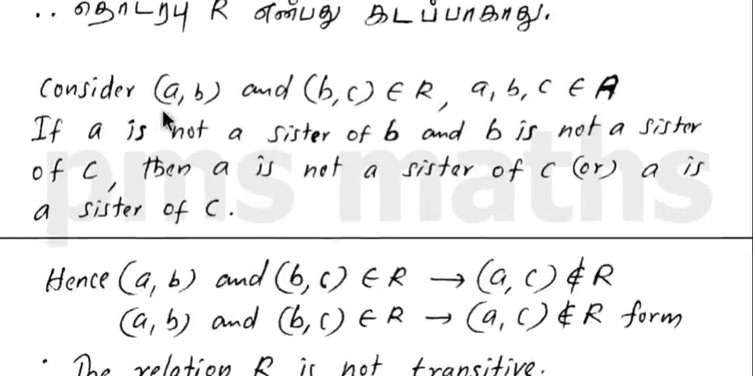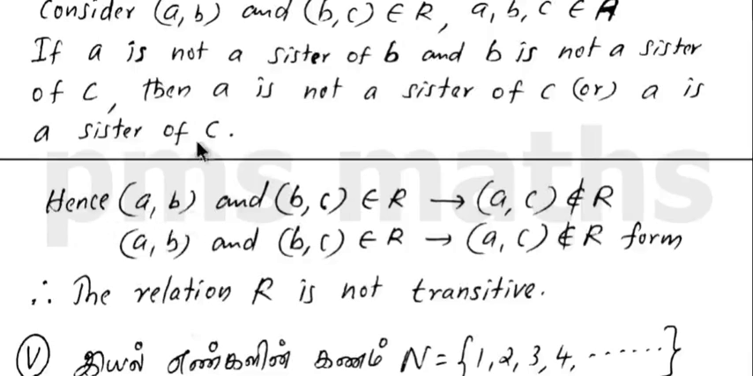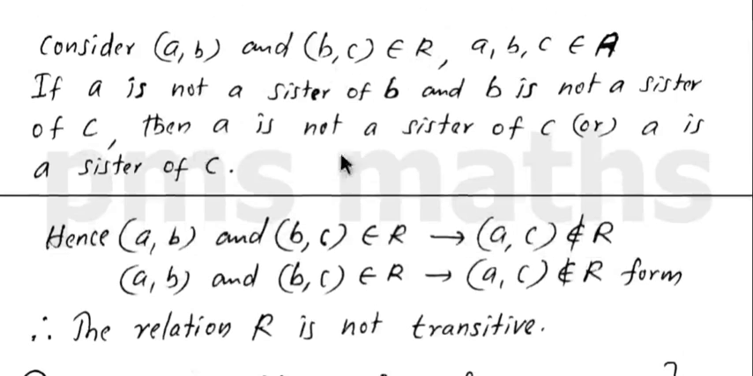Then consider (A, B) and (B, C) belongs to R, where A, B, C belong to the set A. A is the set of all female members in a family. That means A, B, C are females. If A is not a sister of B, since (A, B) belongs to R, and B is not a sister of C, since (B, C) belongs to R, from this statement we can write then A is not a sister of C, or A is a sister of C. Both cases are there here also. Hence, (A, B) and (B, C) belongs to R gives (A, C) does not belong to R.